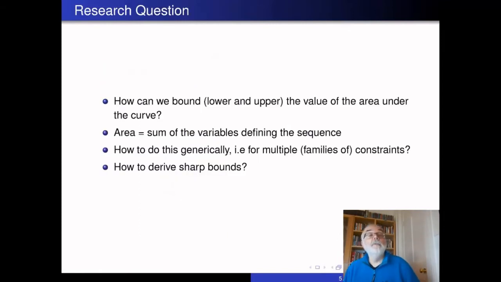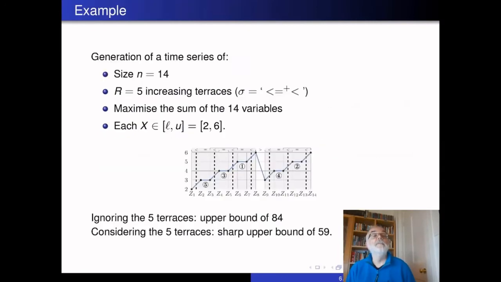The research question that we're interested in: can we bound, both with a lower and an upper bound, the value of the area under the curve for these time series constraints? And can we do this generically, not for each constraint on its own, but for multiple constraints with a single mechanism, and possibly for families of constraints together? And can we make sure that these bounds are sharp and therefore as good as possible?